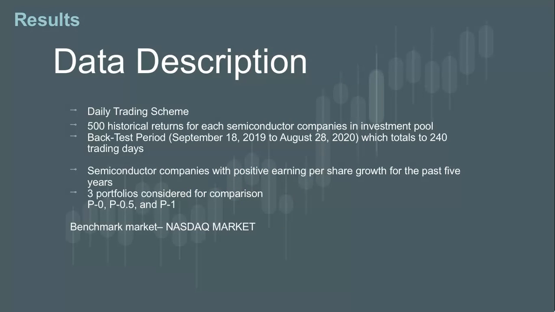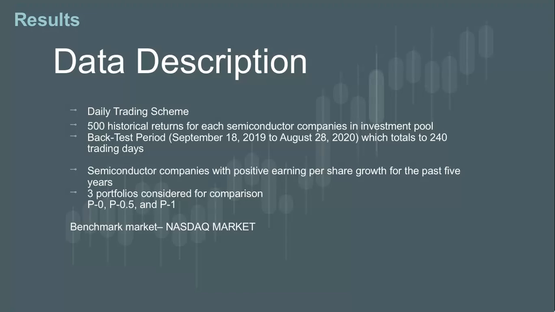Now, let us go to the results. To give context, here is the data description. First, the backtest considers the daily trading scheme. Second, 500 historical returns for each semiconductor company in the investment pool. Third, the backtest period covers 120 trading days before and 120 days during the COVID-19 pandemic, from September 18, 2019, to August 28, 2020. Fourth, 3 portfolios denoted P0, P0.5, and P1.